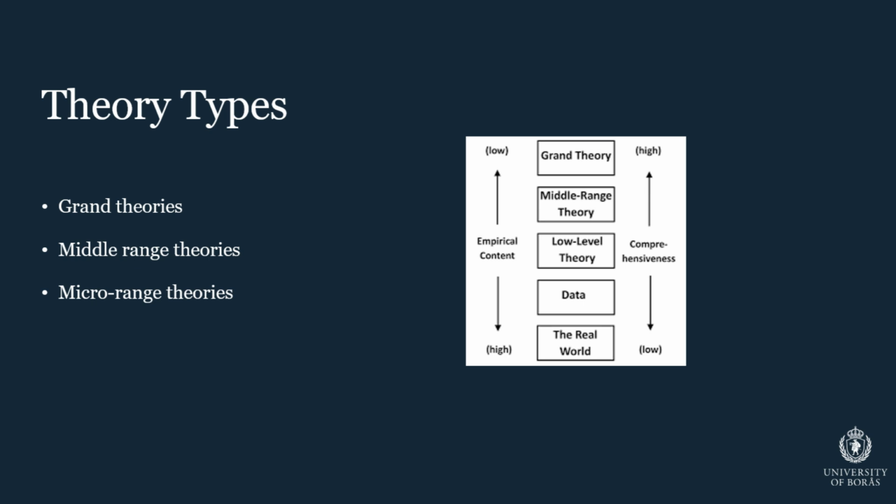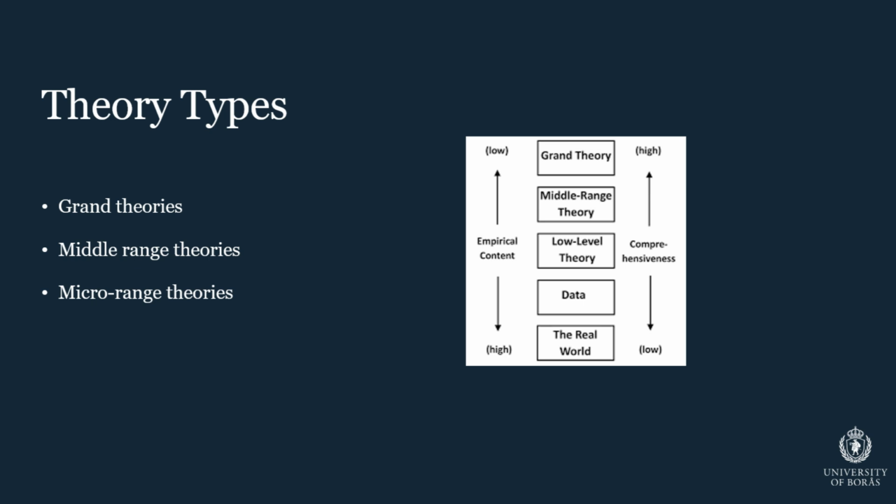Theories can vary in scope between grand theories, middle-range theories, and micro-range theories. Grand theories are comprehensive, abstract, and aim to explain a wide range of phenomena, such as Marxism, functionalism, psychoanalysis, and structuration theory. Middle-range theories explain phenomena at an intermediate level across different contexts, such as agency theory and the technology acceptance model, which predicts how users accept and use technology.